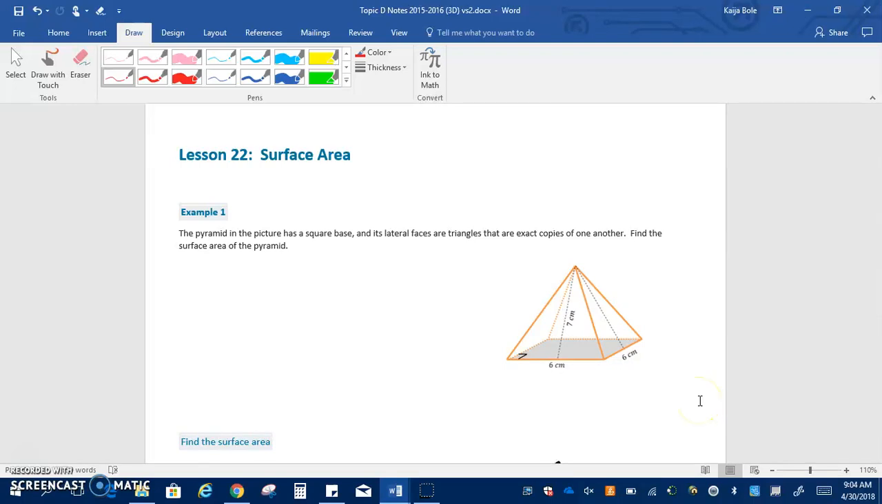Alrighty, here we are on lesson 22, surface area. So you should be on page 6 of your note packet. I know we talked about surface area in the last lesson, but for this one we're going to look at some different shapes. That means we're going to need a different formula setup.